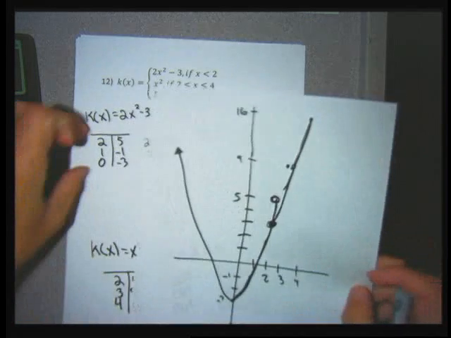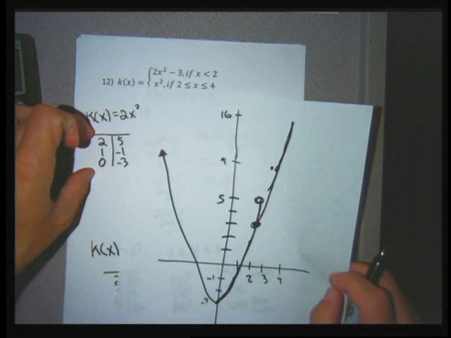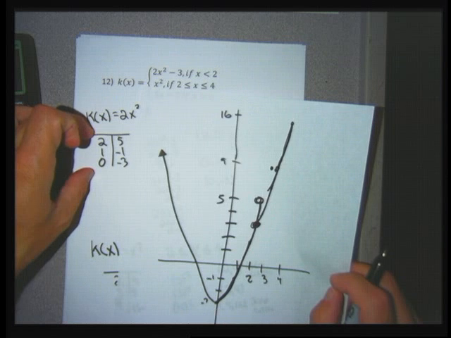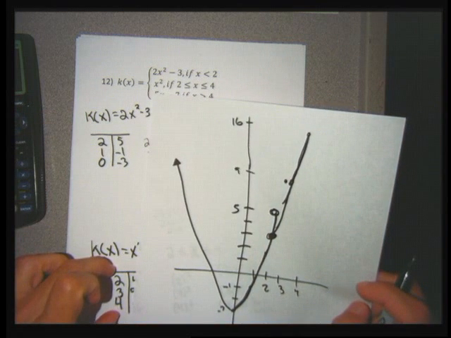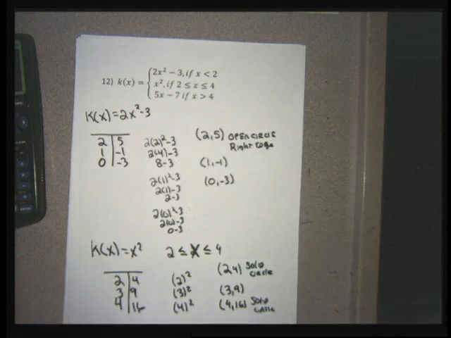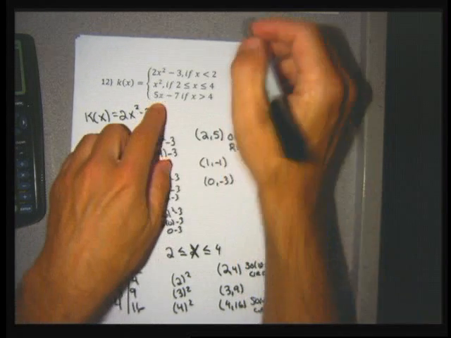The first piece I graphed had those 3 points. I cheated on my calculator to get a better look. This graph had these 3 points. I didn't really need to cheat on my calculator, but I could have. The last one I need to worry about is 5x minus 7.